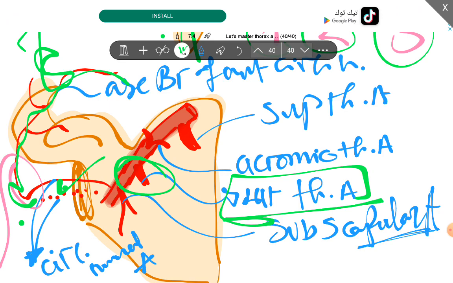It gives an ascending branch. Besides, it goes in front of the surgical neck of the humerus. That ascending branch shares in the anastomosis around the shoulder joint. And then the posterior circumflex humeral gives a descending branch, and it goes behind the surgical neck of the humerus. Don't forget, those two circumflexes anastomose together in the end.